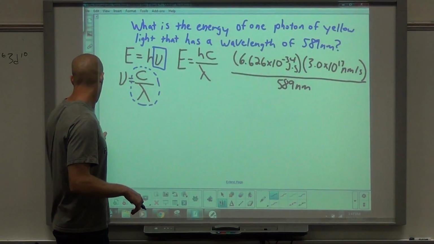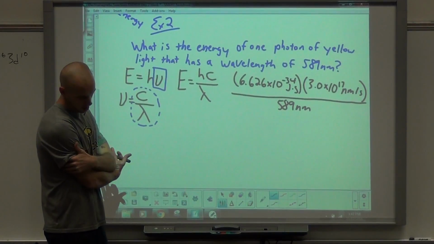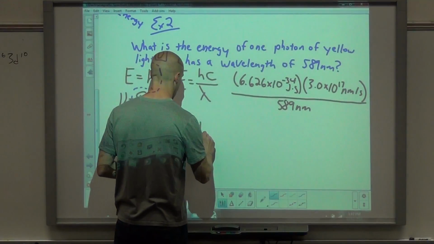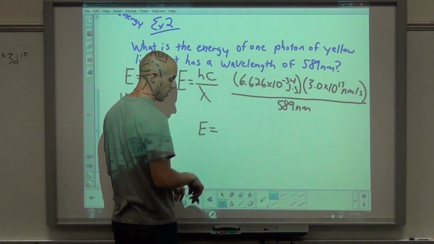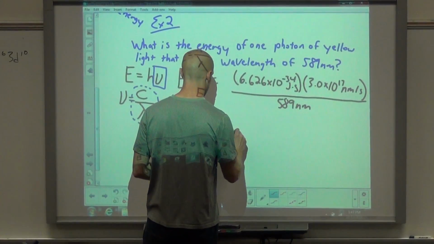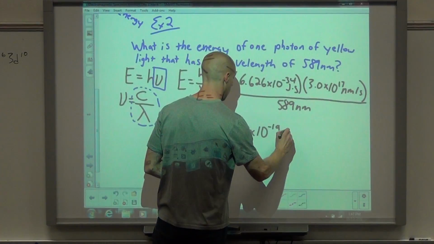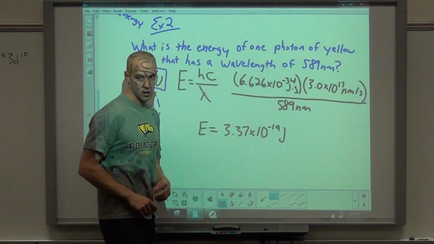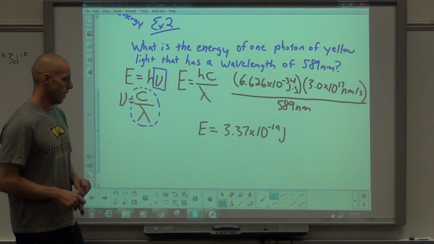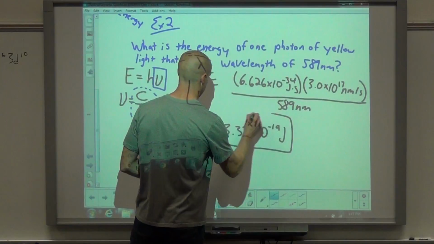Okay, so if we punch this all in our calculator, we would find out that the energy of this photon equals 3.37 times 10 to the minus 19th. And energy is always going to be in joules. So that would be our final answer here.